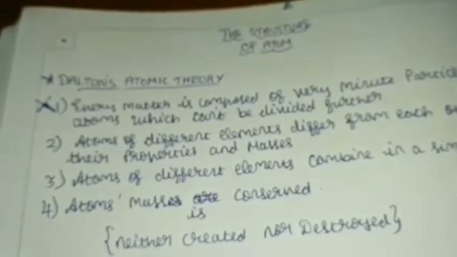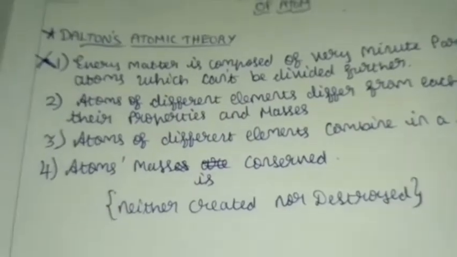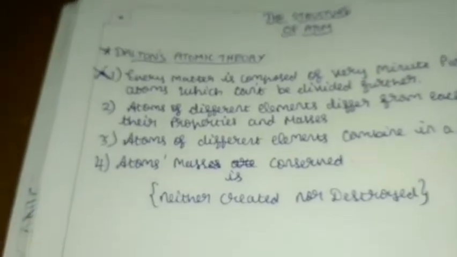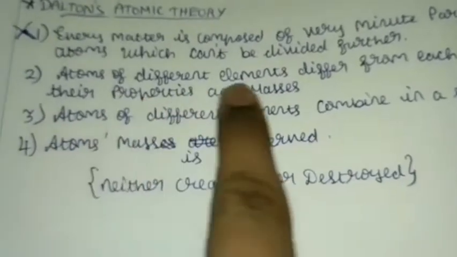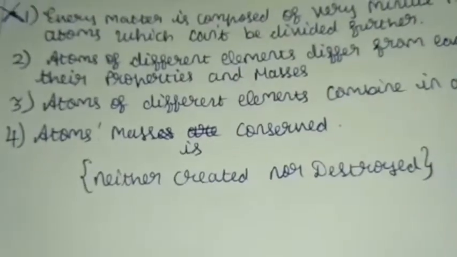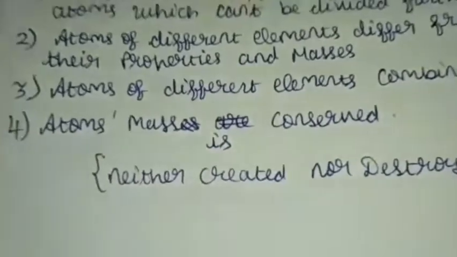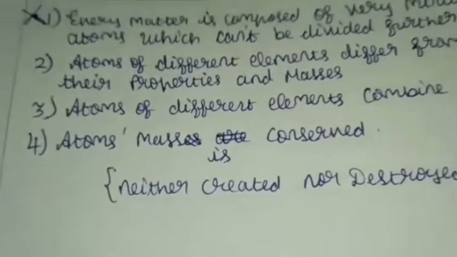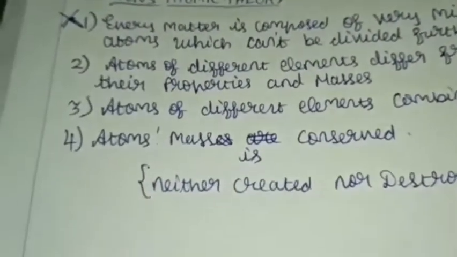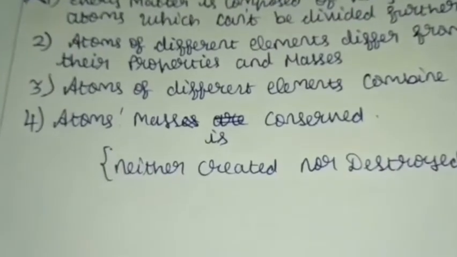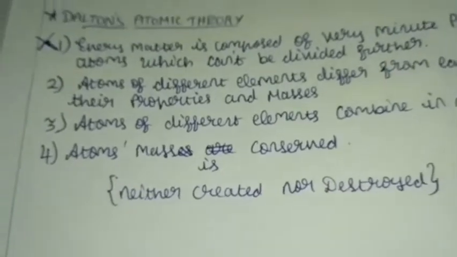But Dalton failed to explain the structure of the atom, and why atoms of different elements differ from each other. He said that atoms combine to form elements, but why they combine and how they combine, nothing he was able to explain. That's when the discovery of the electron and proton came into existence. So we'll now see how electrons were discovered.